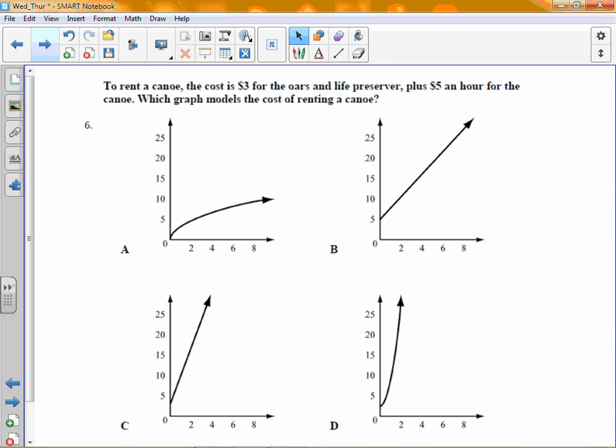To rent a canoe, excuse me guys, not done. To rent a canoe is $3 for the oars and life vests, plus $5 an hour. So if you rent it 1 hour, how much is the total? 8. If you rent it 2 hours, how much is the total? 13. 2 times 5 is 10 plus 3 is 13.